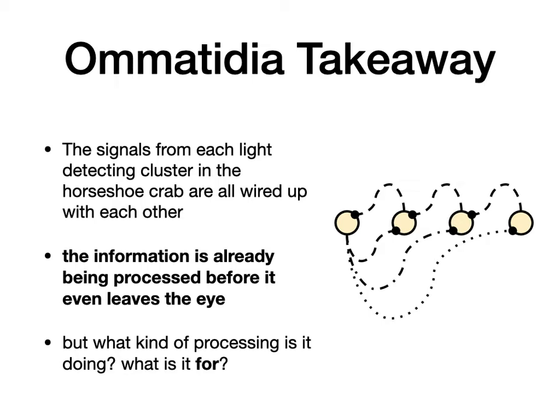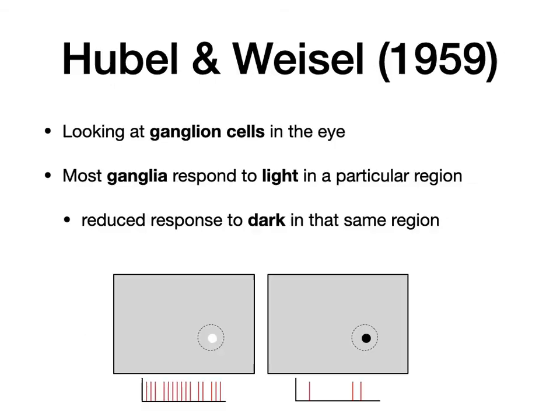Well, let's talk about ganglion cells in your eye. Hubel and Wiesel, 1959, started looking at ganglion cells in the eye. Ganglia respond to light in a particular region of the eye. If you think about them, they are the neuron that catches several rod or cone receptors all at once. So they have a reduced response to dark in the same region, right?